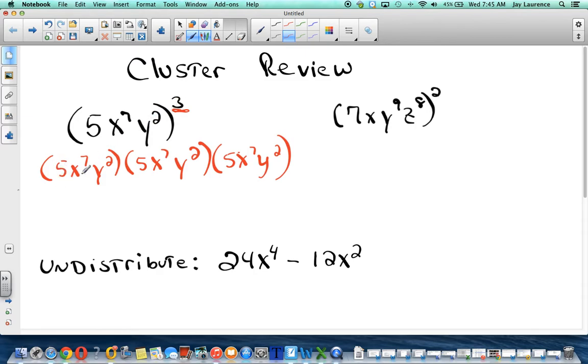Now, if I do that, I just multiply 5 times 5 times 5, and I get 125. X to the 7th times x to the 7th is x to the 14th, times x to the 7th would be x to the 21st. And then y squared times y squared times y squared would be y to the 6th, because I would have 6 y's being multiplied.